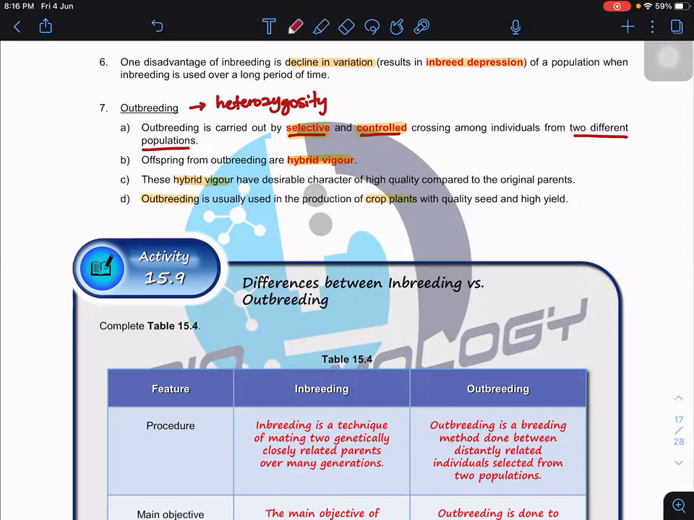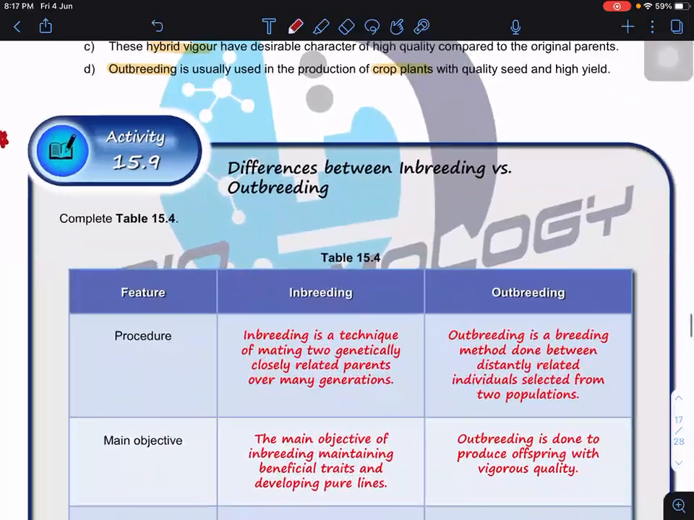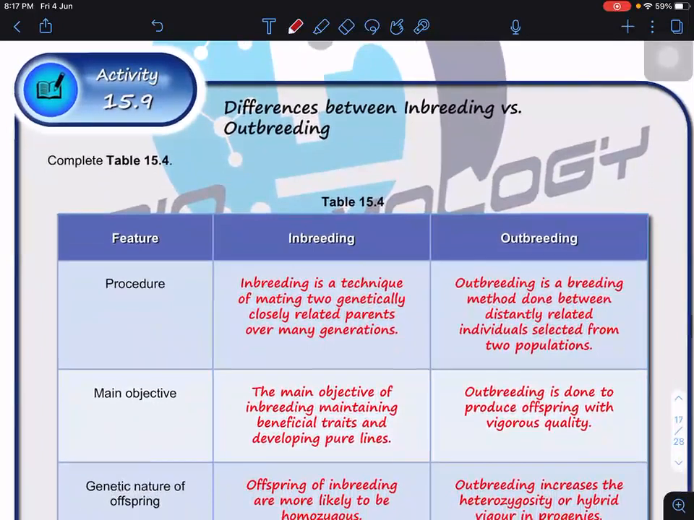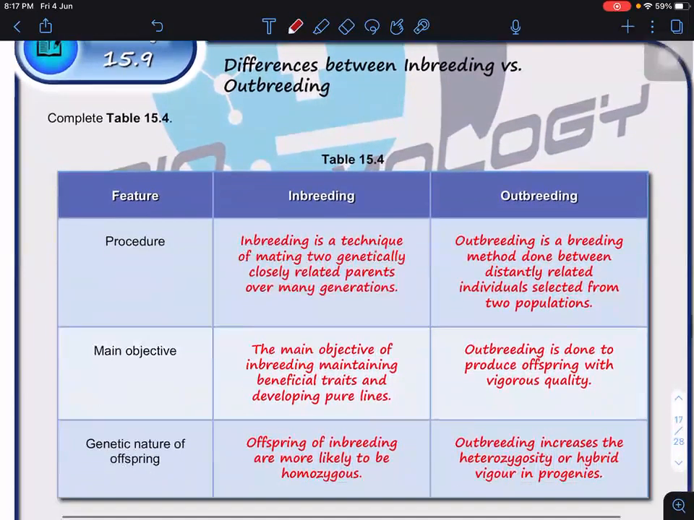Okay, highlight this, it's very important. The difference between inbreeding and outbreeding. So let us go through the answer here. What's the procedure? The procedure for inbreeding is a technique of mating two genetically closely related parents over many generations. And this is very important: within a population.